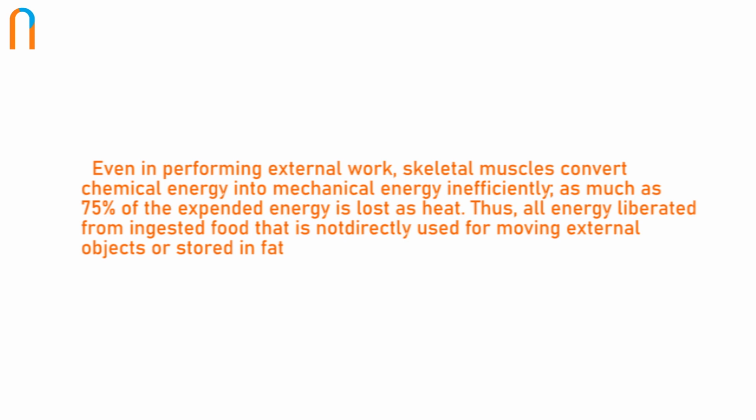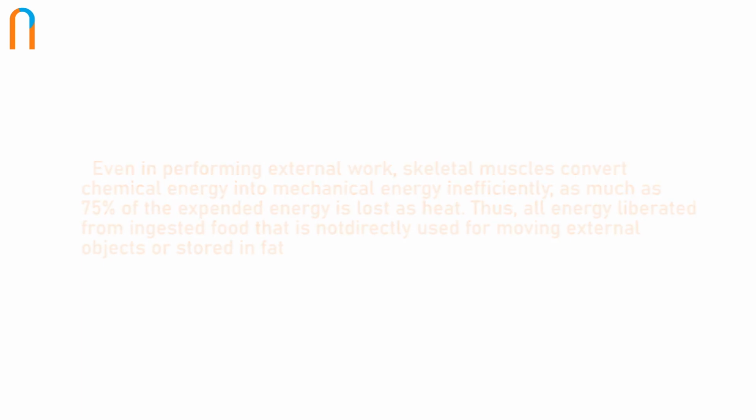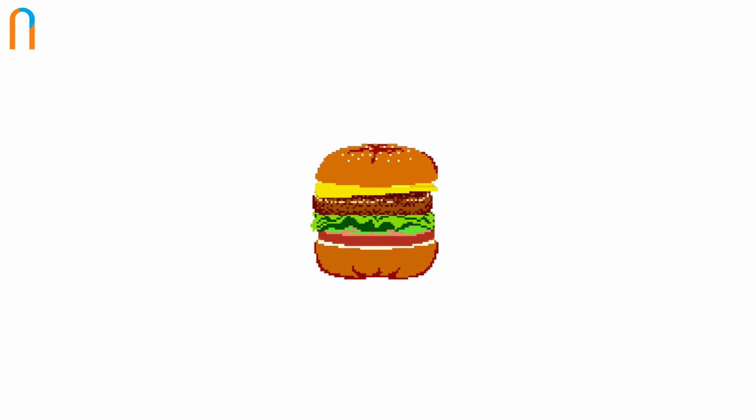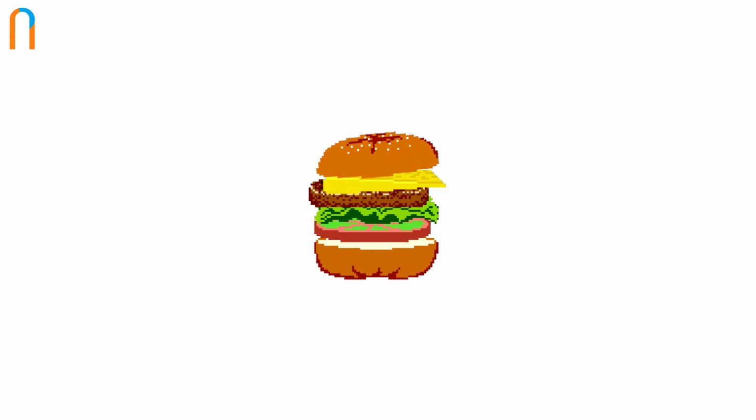Even in performing external work, skeletal muscles convert chemical energy into mechanical energy inefficiently. As much as 75% of the expended energy is lost as heat. Thus, all energy liberated from ingested food that is not directly used for moving external objects or stored in fat, adipose tissue deposits, eventually becomes body heat. This heat is not entirely wasted energy, however, because much of it is used to maintain body temperature.